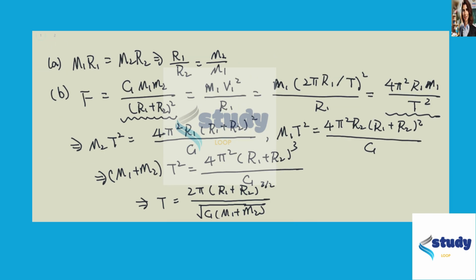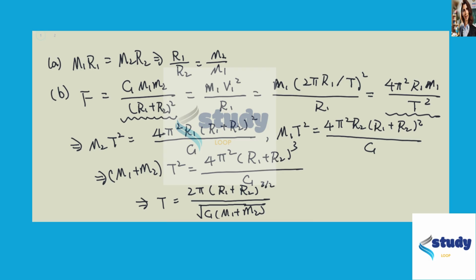Okay, so for this problem, first, since the center is at the center of mass, according to the definition of center of mass, we have mass 1 times radius 1 equal to mass 2 times radius 2. So we can know that the ratio relation is R1 divided by R2 is equal to mass 2 divided by mass 1.